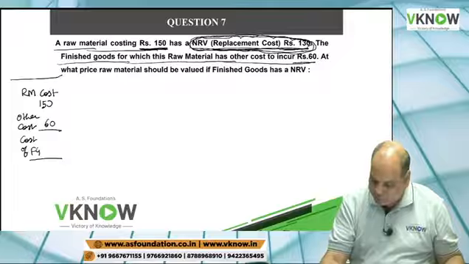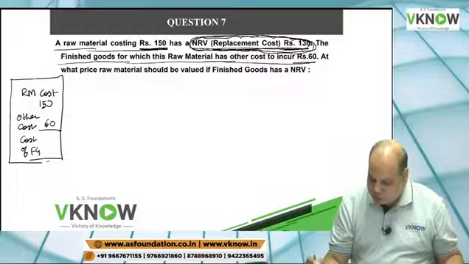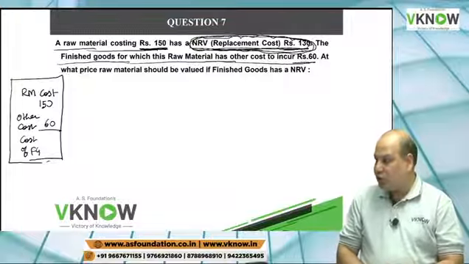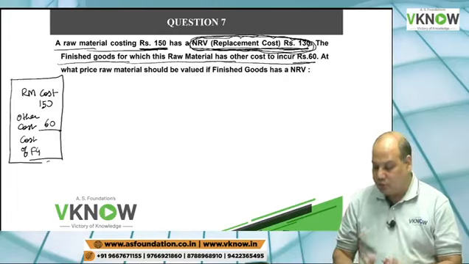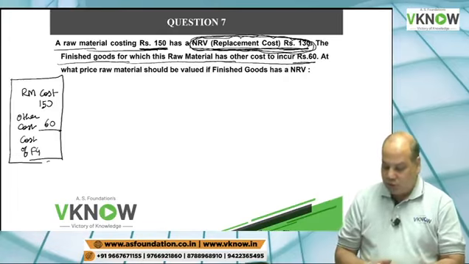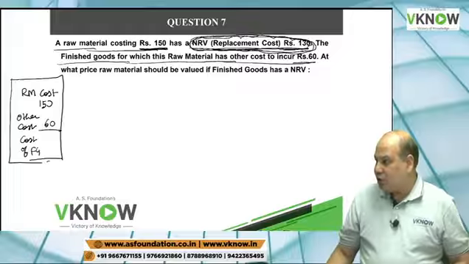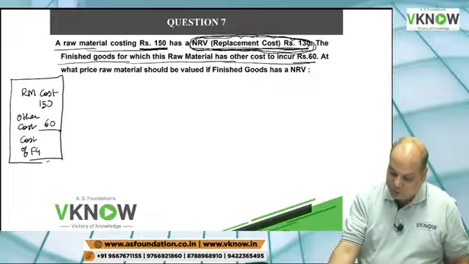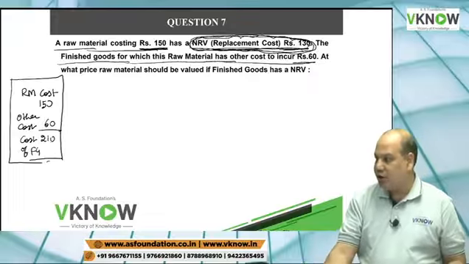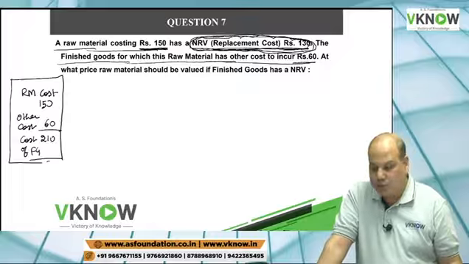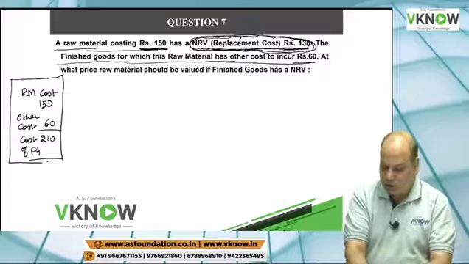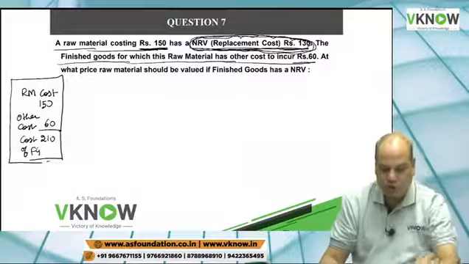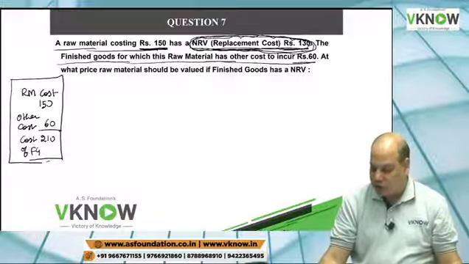Please answer. What is the cost of one unit of finished goods? 150 is raw material, 60 is other cost. So what is the cost of finished goods 1 unit? First you answer that query. 150 plus 60. Come on, 150 plus 60. Very good. 210. Cost of 1 unit of finished goods is 210. Is it right? So now you have started answering. Very good.